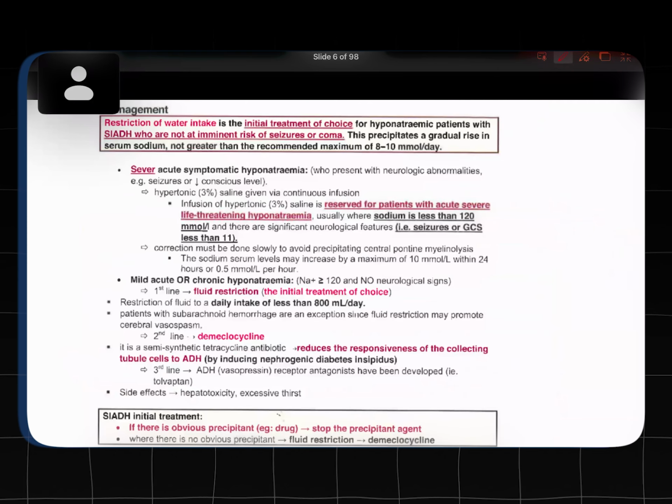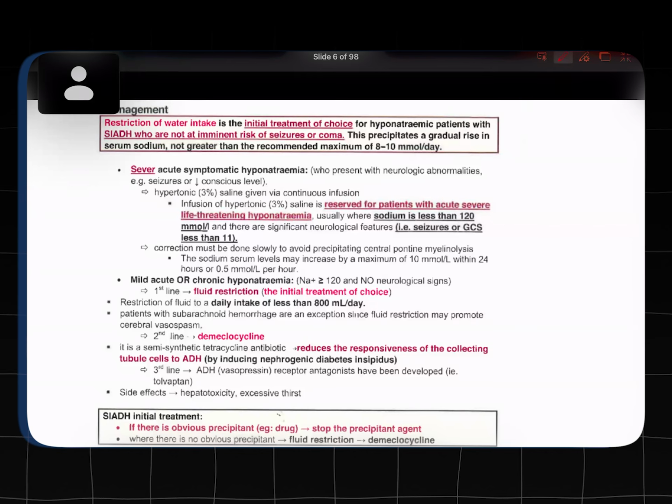Okay. So what is the management? The basic management is restriction of water intake, except in a few situations. Those exceptions will not come in the exam. So if stopping the IV fluids or fluid restriction is an option, that will be the answer.